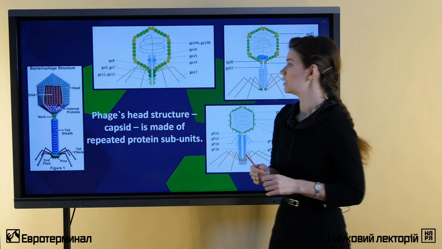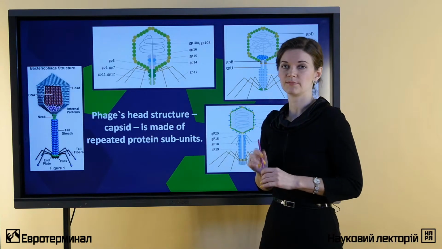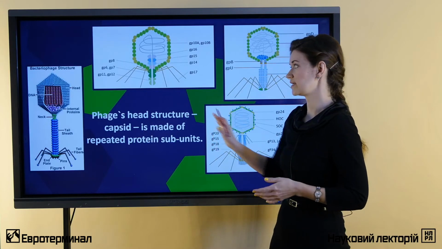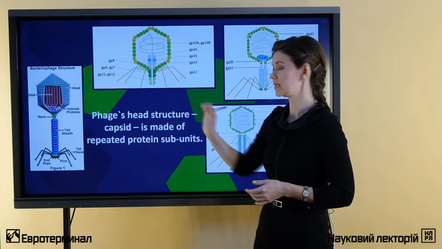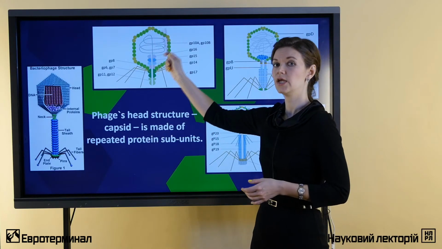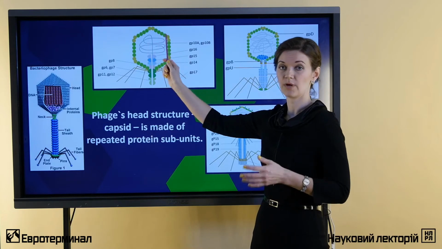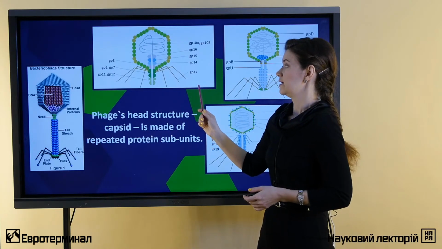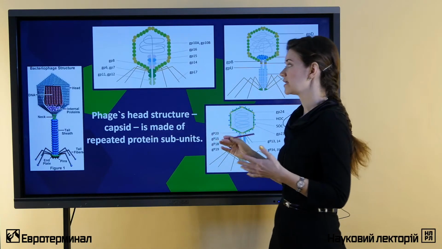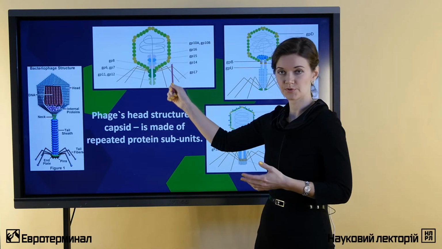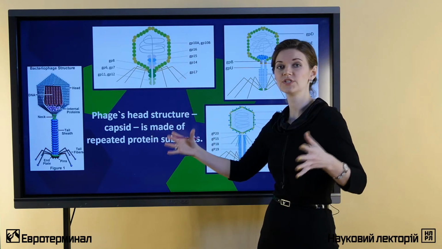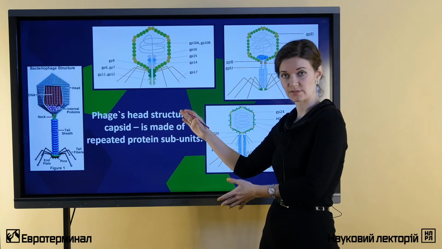What is also very important about all viruses, especially phages used in biotechnology, is the structure of their capsid, because it is built of repeated protein subunits. What does it mean? It means that this is one and the same protein in many copies. So we can change this protein for our protein of interest, and we can get big amounts of protein of interest with the help of phages.